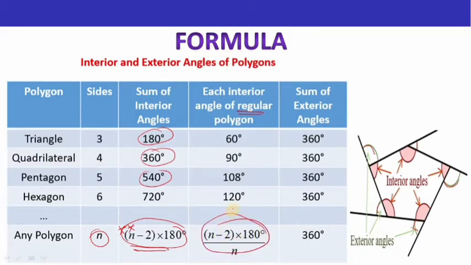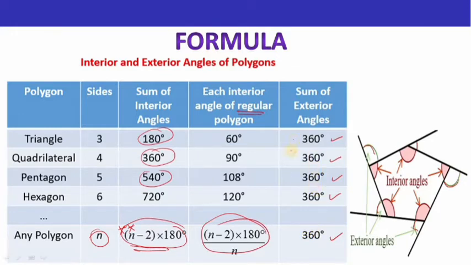And another thing that you need to keep in mind is that for any polygon you take, the sum of the exterior angles will always be 360 degrees. The sum of the exterior angles will always be 360 degrees. There will be no change in the sum of the exterior angles.